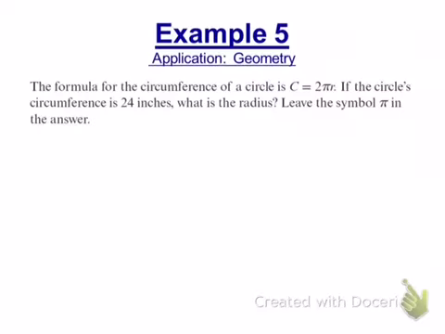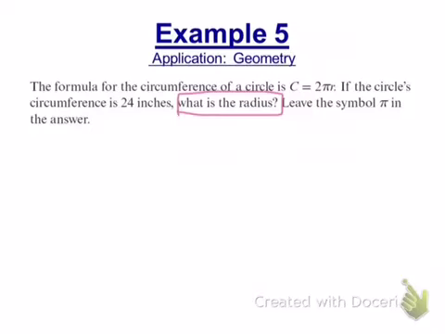The formula for the circumference of a circle is C equals 2 pi times the radius. If the circle's circumference is 24 inches, what is the radius? Okay, there's the money question, right? What is the radius? Leave the symbol pi in the answer. In other words, we're not going to make a decimal approximation and use our calculators to find a numerical value. Our answer will have pi in it. All right? Now, what is the radius?